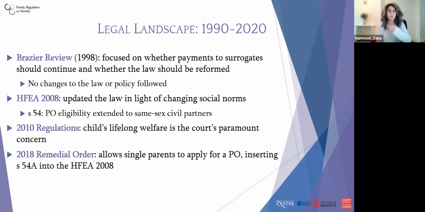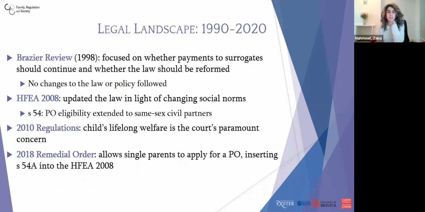Ten years later, the Human Fertilization and Embryology Act 2008 updated the law in light of changing social norms. This extended eligibility to same-sex civil partners and opposite and same-sex couples living as partners in an enduring family relationship with no formal union.